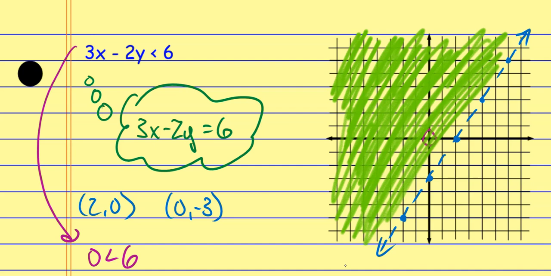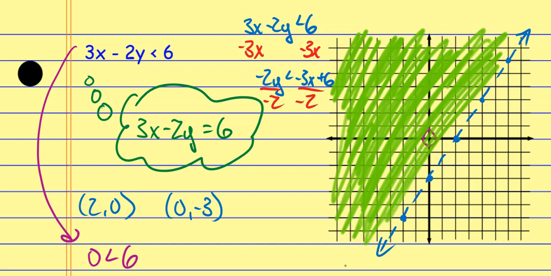Okay? And the other option here is to rearrange this thing. If I were to take this equation, this inequality, I could put it in slope-intercept form first, and some of you might prefer to do this. I would subtract the 3x, and now I divide by the negative 2. And when I do that, I have to flip the inequality sign. That's a positive 3 halves x minus 3.